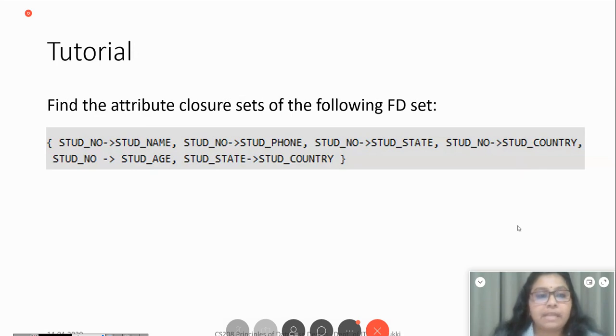Okay, so here I have got another example. Here the FD set that is given is: student number determines student name, student number determines student phone, student number determines student state, student number determines student country, student number determines student age, and student state determines student country. Okay, so let me represent student number as S number. S number is my first attribute and S state is my second attribute, isn't it?